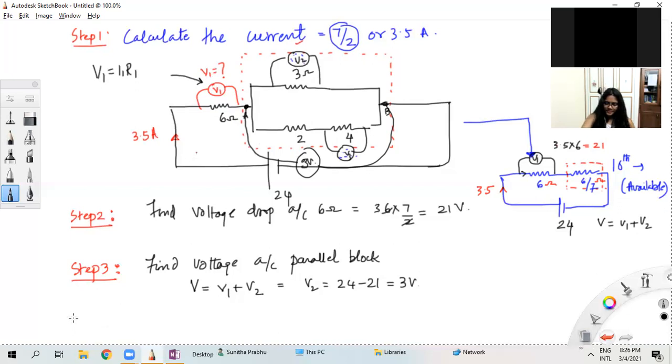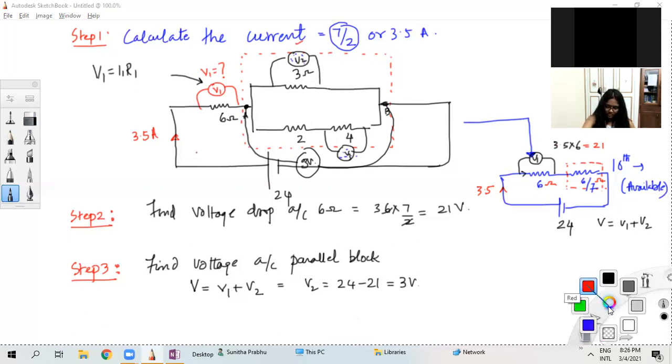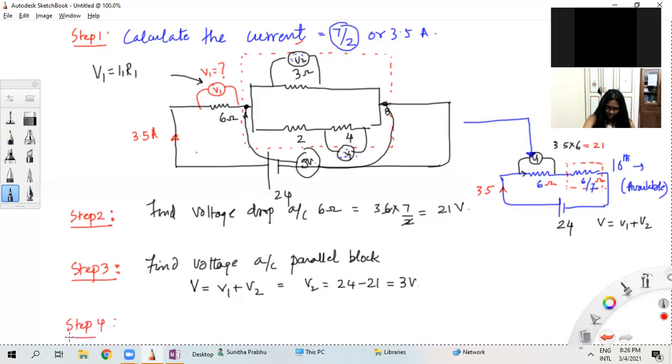Now comes step number 4, because we are supposed to find out what V2 and V3 are. That means now we are zooming into this parallel block, the parallel block of 6 and 7, we are now zooming in as 3. So what will you do here?